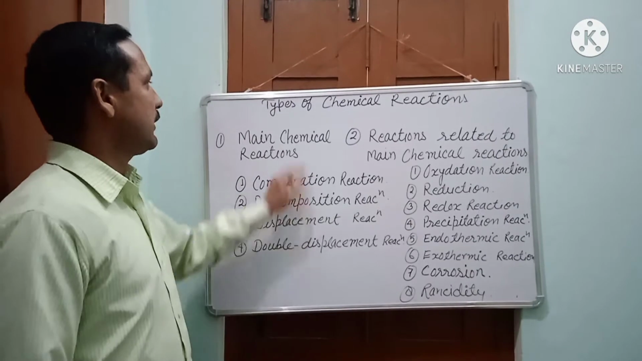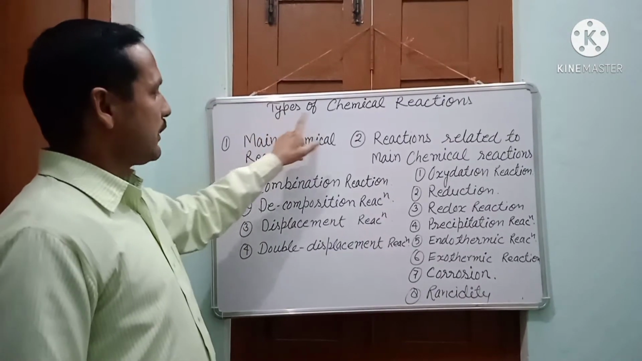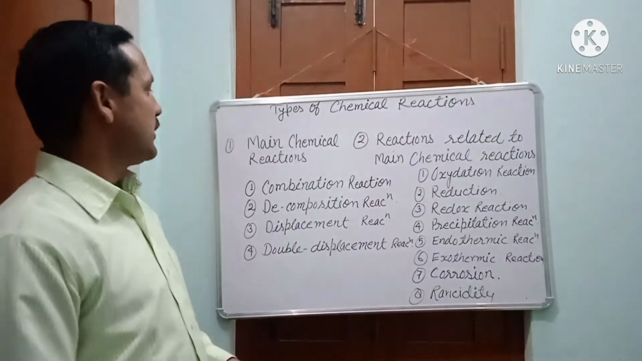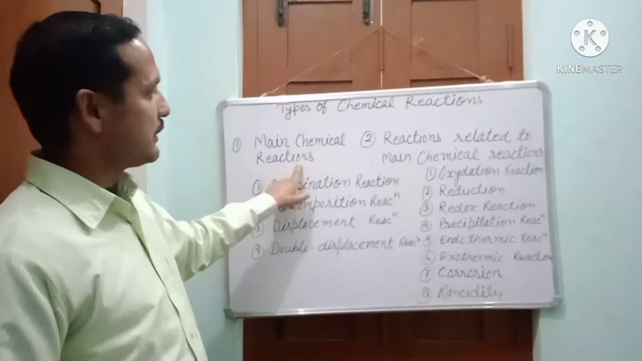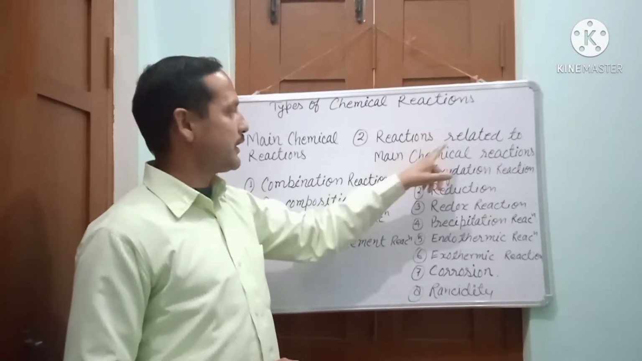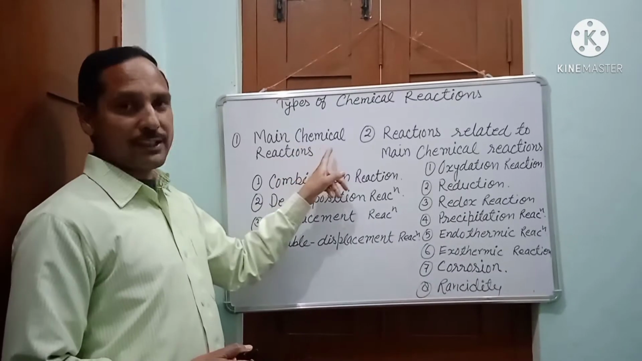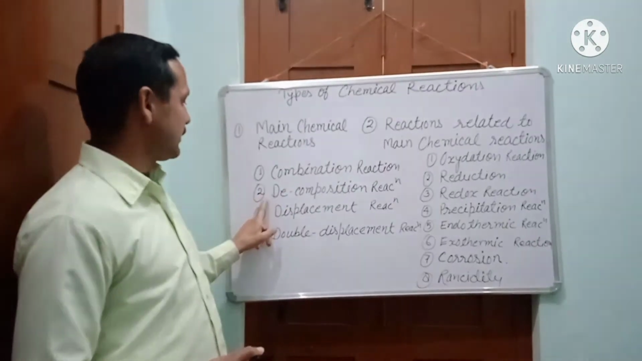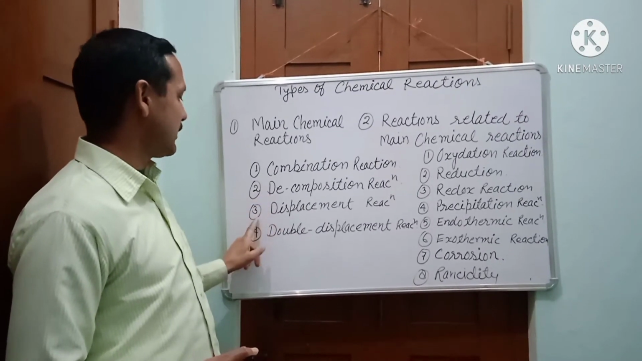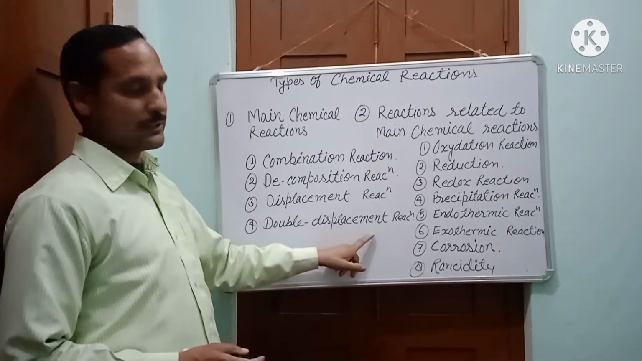Our topic is types of chemical reactions. The chemical reactions can be categorized into two groups. First, main chemical reactions, and second, reactions related to main chemical reactions. Main chemical reactions are combination reaction, decomposition reaction, third, displacement reaction, fourth, double displacement reaction.